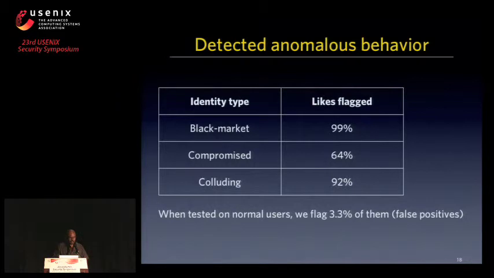Now let's look at some of the detection results. Here, what we find is that our anomaly classifier is able to flag most of the anomalous activity by these three types of misbehaving users. So this actually performs quite well. When we tested this on the normal users, we flag roughly 3.3% of these normal users, which can be considered as the false positives here.